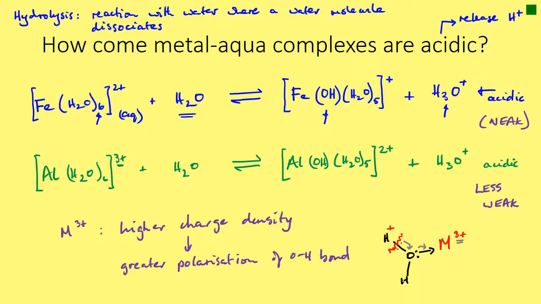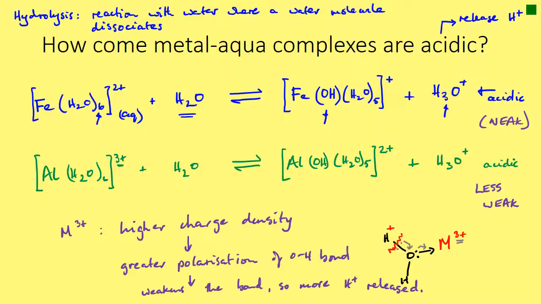And so that's how it works. So we've got a higher charge density leading to a greater polarization of the bond, and that weakens the bond, so more hydrogen ions are released. So that is the why.